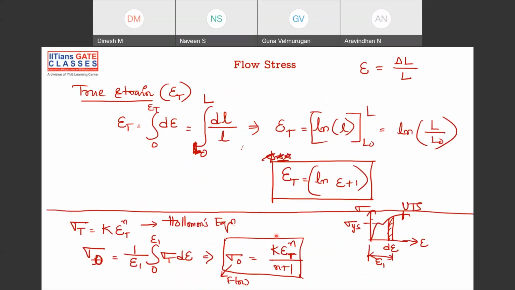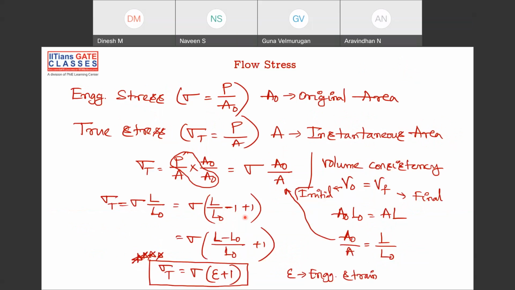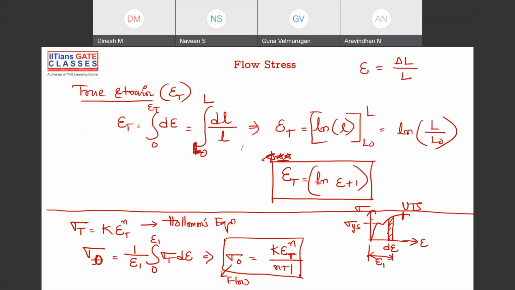The next is true strain. Here also, it is the integration of dL by L, from L naught to the instantaneous length L, and that is ln of L by L naught. Again I'll add and subtract 1, doing the same manipulation as in the previous one. As we got L minus L naught by L naught plus 1, which is epsilon plus 1, the same thing we get here: true strain is equal to ln of epsilon plus 1, with the bracket like this. Okay, fine. That is where we stopped in the previous class.